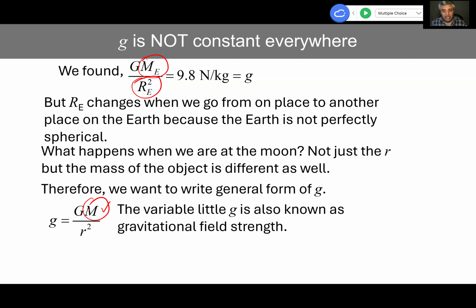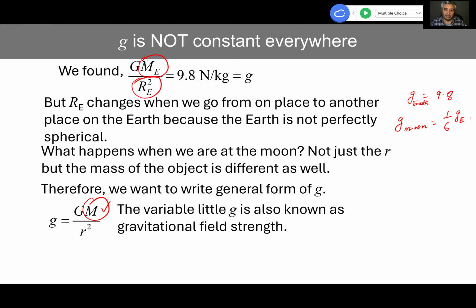So just like I was saying, when we are here on the Earth, the value of g is about 9.8. Now, g on the Moon is about 1/6 of g on the Earth.